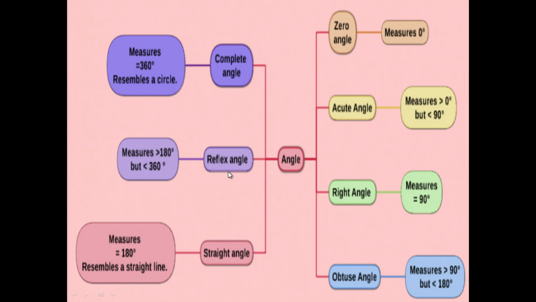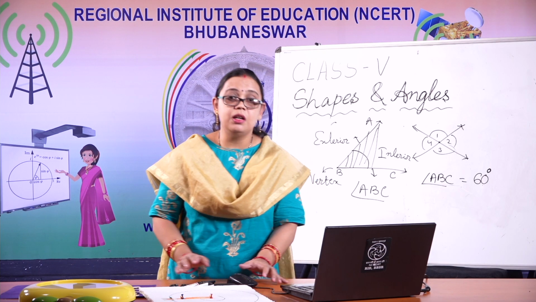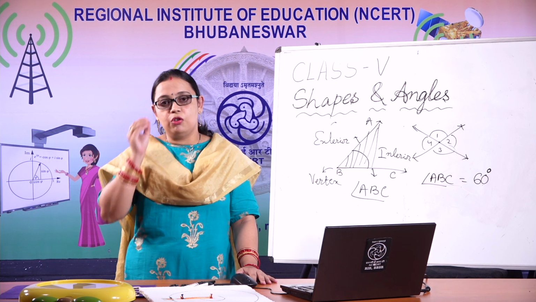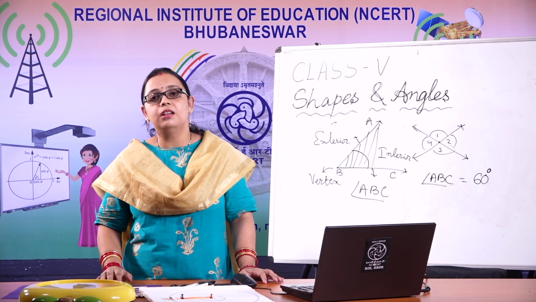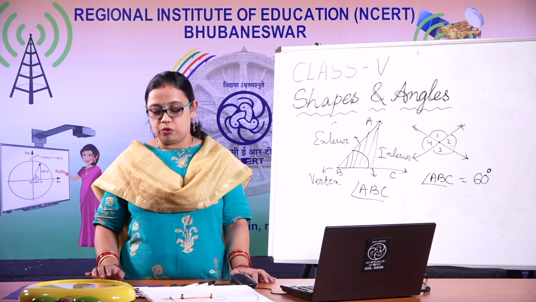Next we learned about reflex angles. These angles are more than a straight angle but less than a complete angle, that is more than 180 degree but less than 360 degree. Next we learned about complete angle, those angles which measure exactly 360 degree are called complete angles, which resemble a circle. So children, hope you have enjoyed learning shapes and angles part 1.